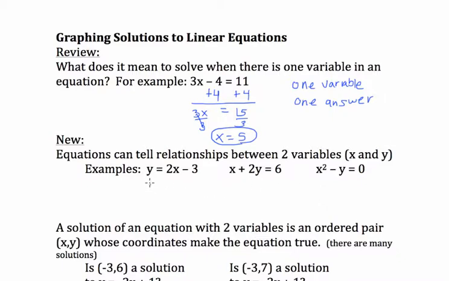In beginning algebra, we focus on linear equations, equations that make straight lines. If you go on to higher algebra, college algebra, you'll deal with other types of equations that are nonlinear. Here's an example of a quadratic, which is nonlinear. But for beginning algebra, we will stay focused on linear equations, and I'll talk about what that means.